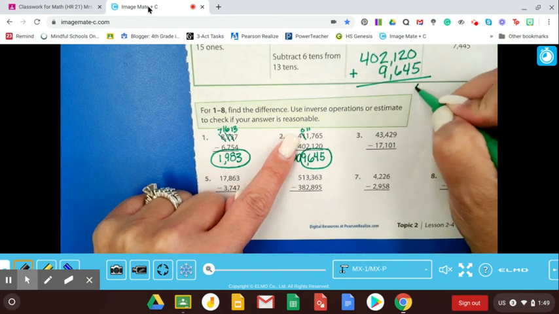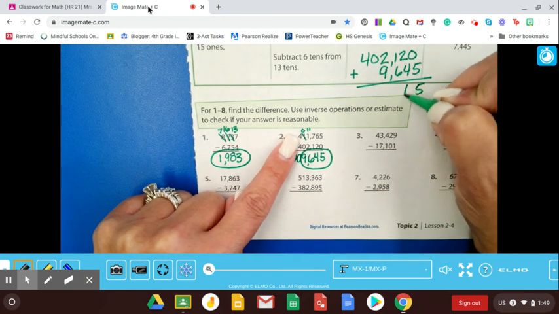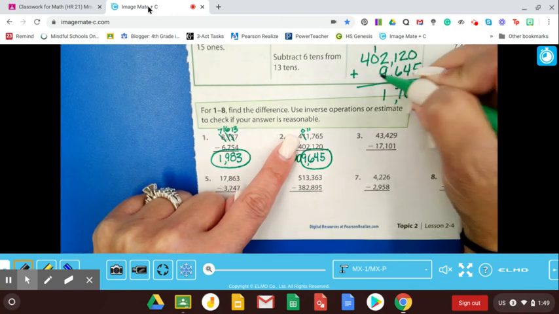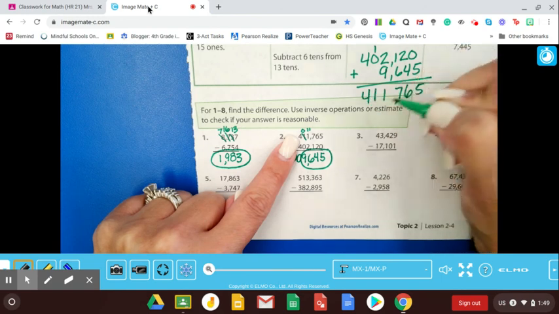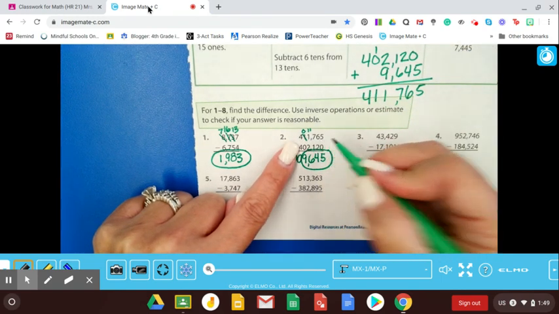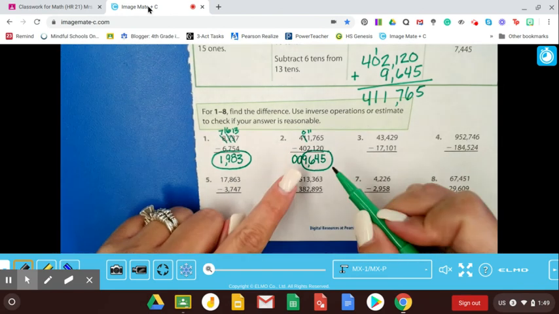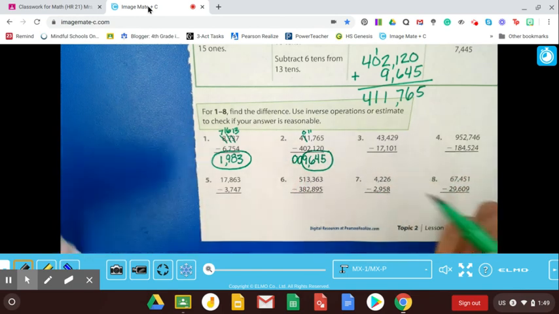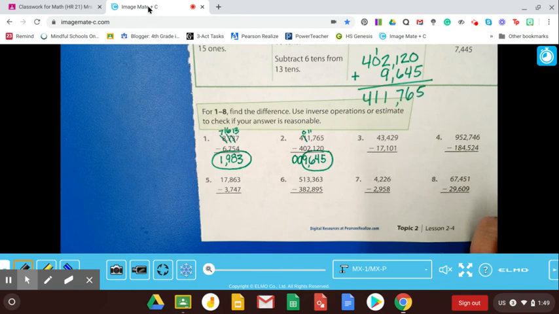So 0 plus 5 is 5. 4, 5, 6. 6 plus 1 is 7. 9, 10, 11. 1 and a 4. 411,765. 411,765. Yay! So I am 100% sure that I got this right. If this was a test, it's always good to be 100% sure that you got something right.